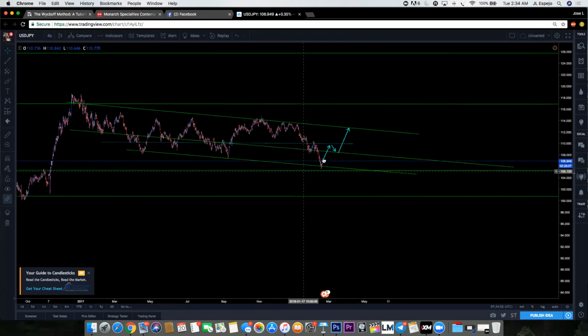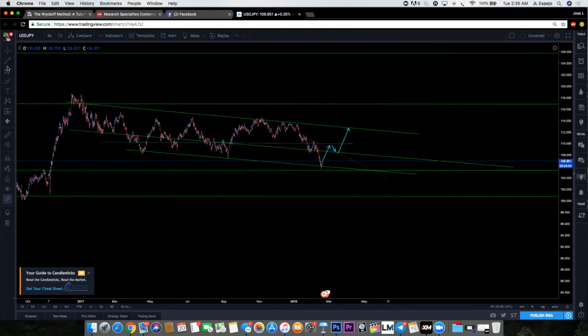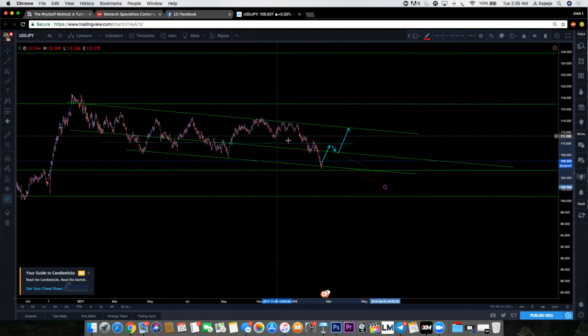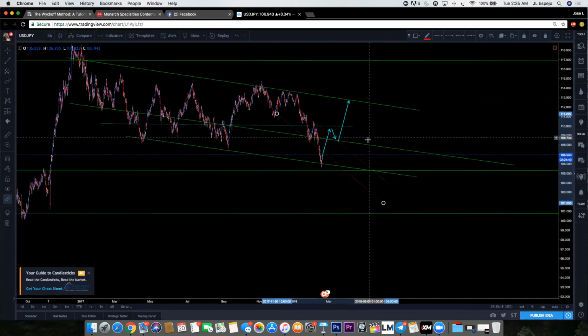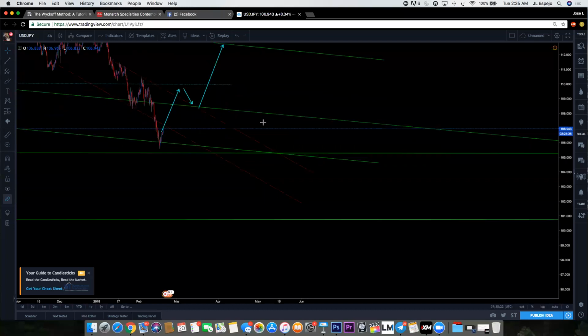So if I focus on the trend right here, right, I can notice 2 things. I can either notice that the market is already developing a downtrend here. We'll turn this red, and potentially completing a channel. I need more clarification to confirm this. So if I go ahead and continue looking at what the market is showing me, right?